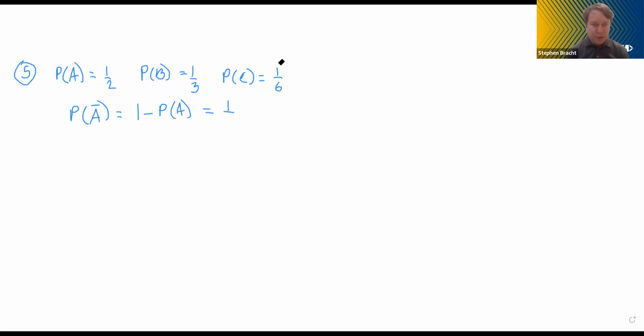Okay. And this is equal to 1 minus 1/2, okay, which equals 2/2 minus 1/2, which equals 1/2. Okay, so that's pretty straightforward. In problem 8, what we are asked to find is the probability of A union B. Okay.